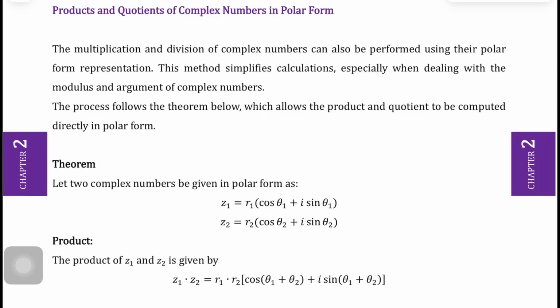Now, let's do the application of polar form. Why do we like the polar form? Because we use it for all calculations. Now, let's do the theorem when you have two complex numbers in polar form. To differentiate these two, we use the notation 1 and 2.